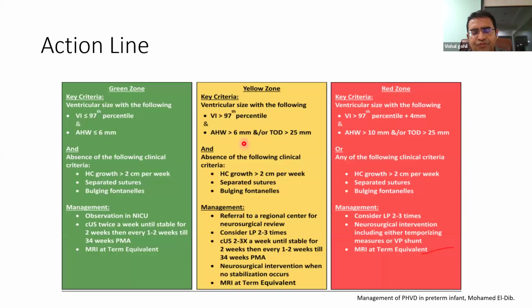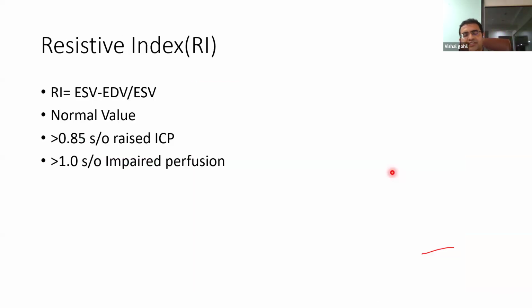This is one of the articles by which you can divide your patients into green, yellow, and red zones. If your baby's VI is less than the 97th centile, then this baby requires only monitoring. If the VI is more than the 97th centile, with or without symptoms, this baby might require lumbar puncture initially, and we need to follow up closely and shift this baby where neurosurgical intervention is possible. If your baby has more than the 97th centile plus 4 mm, then definitely you need to intervene early, and we need to think about a VP shunt and reservoir if it is not resolved with lumbar puncture. Okay, so these are your indices.